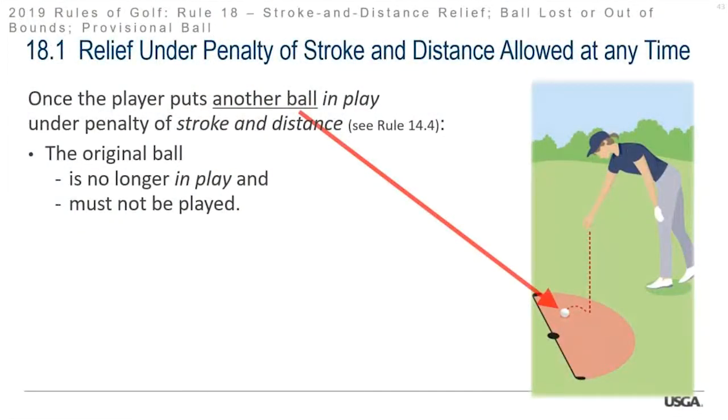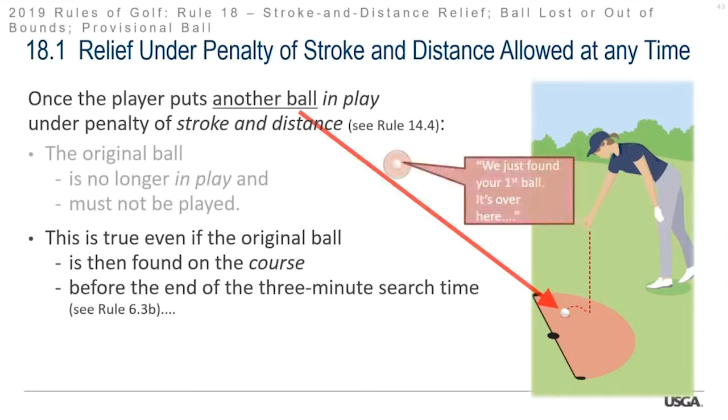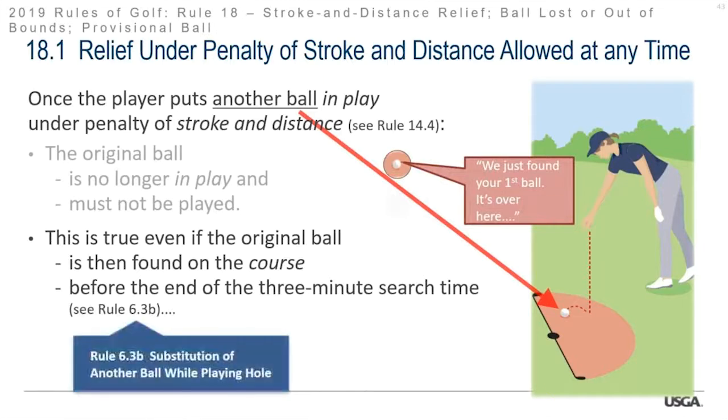Okay, this is very important to note for all players and officials here, that once a player puts another ball in play under the penalty of stroke and distance, the original ball is no longer in play and cannot be played. So, for example, we have a player here that is dropping a ball in a relief area. And so, if the original ball is found on the golf course, even within that 3-minute search time, it's too late. That original ball is now out of play. So, the example here, she drops it into that relief area and someone says, we just found your first ball, it's over here. It doesn't matter. Once that ball has left that player's fingers and is being played under stroke and distance, which is putting the ball into play, the original ball is now lost and the substituted ball becomes the ball in play.